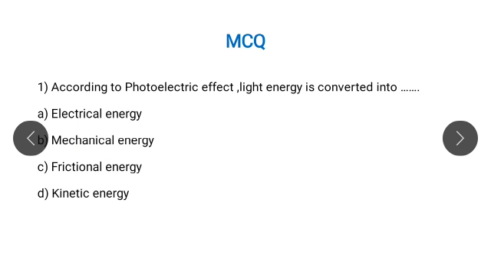Then we solve MCQ. First question is: according to photoelectric effect, light energy is converted into. Option A is electrical energy, option B is mechanical energy, option C is frictional energy, and option D is kinetic energy. And we know that when light of suitable frequency is incident on a metallic surface, then electrons are emitted, and due to that light energy is converted into electrical energy. Therefore correct option is A, electrical energy.